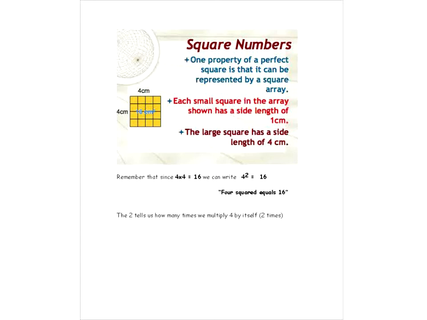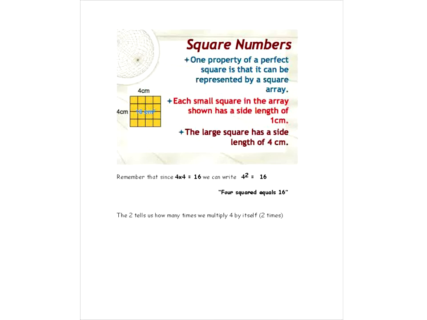Okay, so we got the idea of what a perfect square is. We go on to the next screen. I'll just read some of the stuff here. So one property of a perfect square is it can be represented by a square array. All an array means is a bunch of squares in kind of a grid like this, okay?